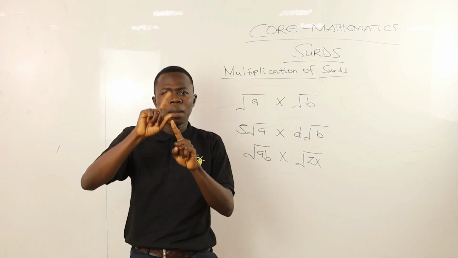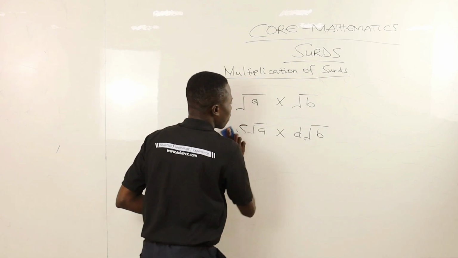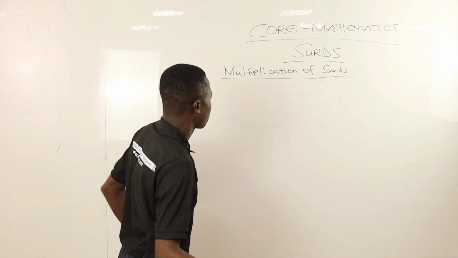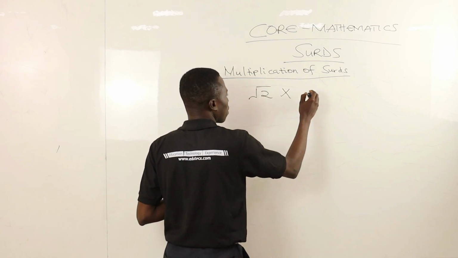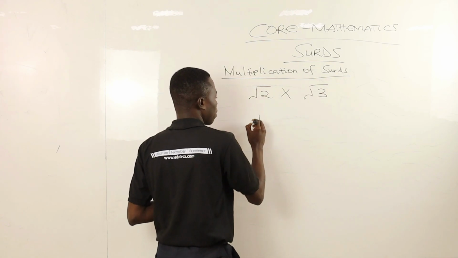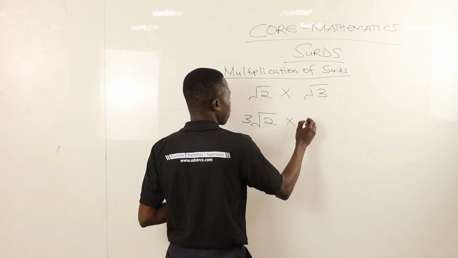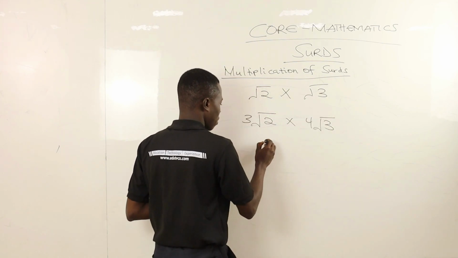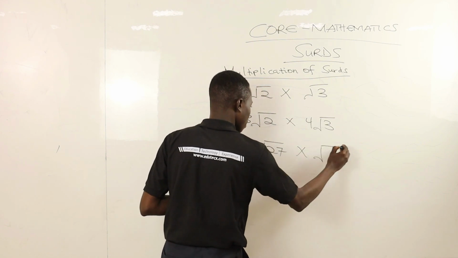What we have on the board are just variables that we are using to express what we want to talk about. Now let's take a look at numbers. Let's work with numbers because math is all about numbers. So we have the example, say for instance, square root of 2 multiplied by square root of 3. Then another example, 3 square root of 2 multiplied by 4 square root of 3. Then square root of 27 multiplied by square root of 32.